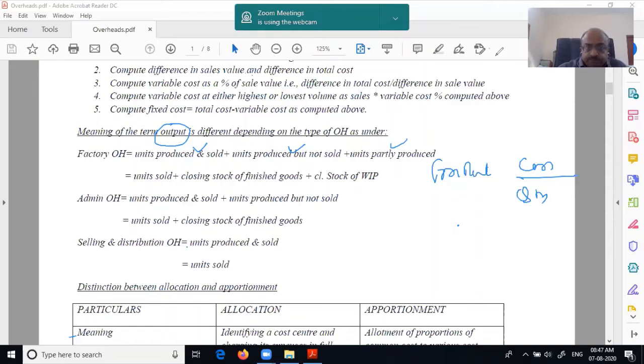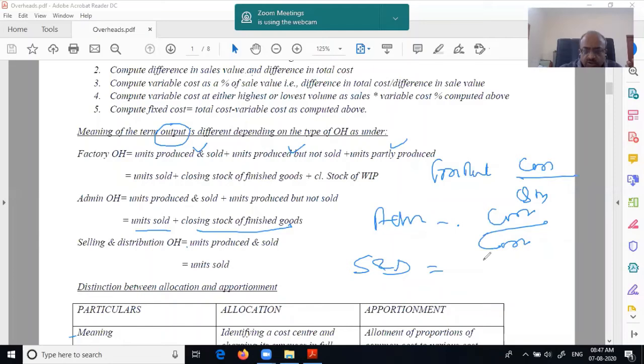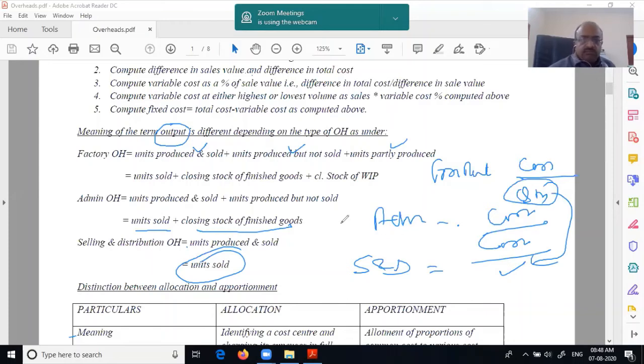Now, admin similarly: suppose you want to find out admin overhead, the cost of admin factory overhead divided by which quantity? Only these two quantities, units sold and closing stock, because only for that this cost is being loaded. Similarly, selling and distribution cost is divided by only units sold, which will be considered in the quantity, so that you get the correct thing. You cannot apply the quantity of this to this. That is wrong. That is the reason why this is being discussed.